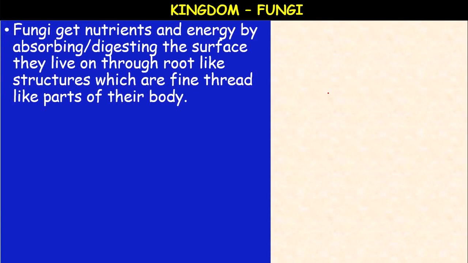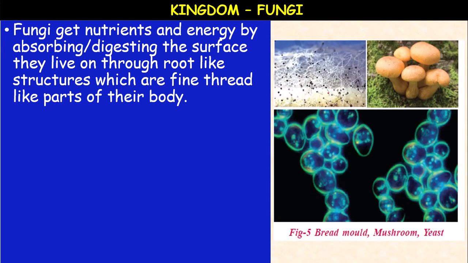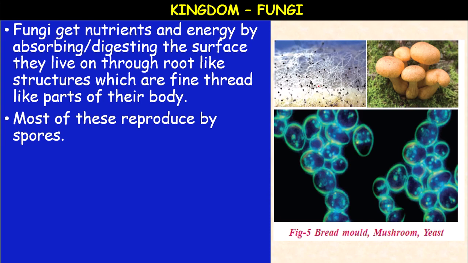The kingdom Fungi. Fungi get nutrients and energy by absorbing, digesting the surface they live on through root-like structures. Okay, those root-like structures are called hyphae or mycelium. They are called mycelia, which are fine thread-like parts of their body. And you can see here the fine thread-like structures. They introduce these mycelia into the substratum or the food on which they grow. Okay, and absorb. So first they release some chemicals.